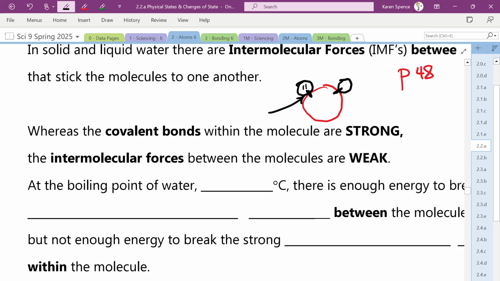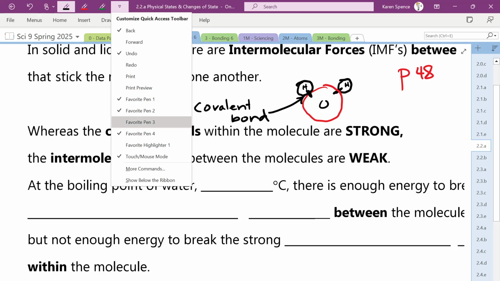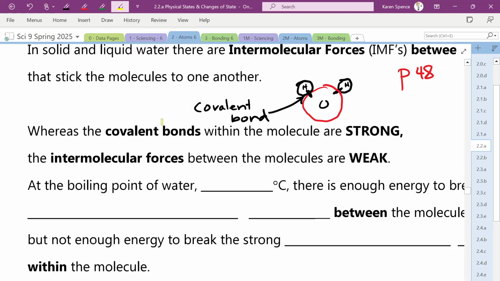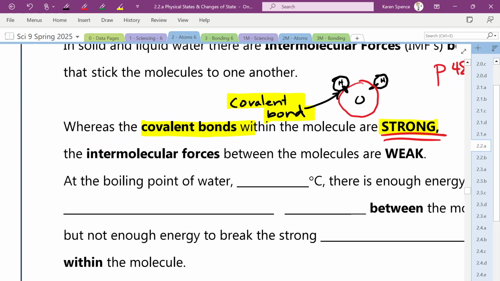Sticking the hydrogen atom to the oxygen atom is a covalent bond. Okay? Covalent bonds are strong. That's why when you boil water, there's not enough energy to break those bonds. So it does not split up into hydrogen and oxygen. It stays together as a water molecule. Too strong to break when boiling.